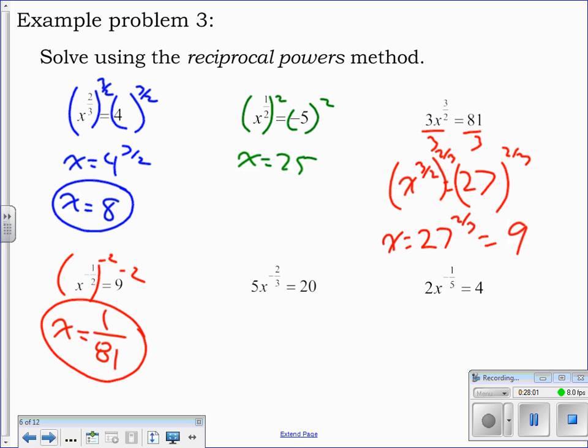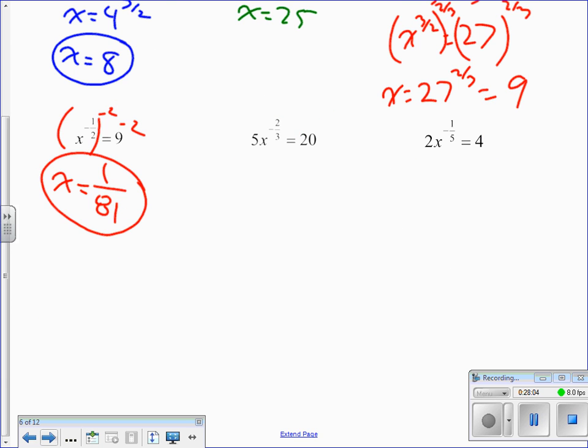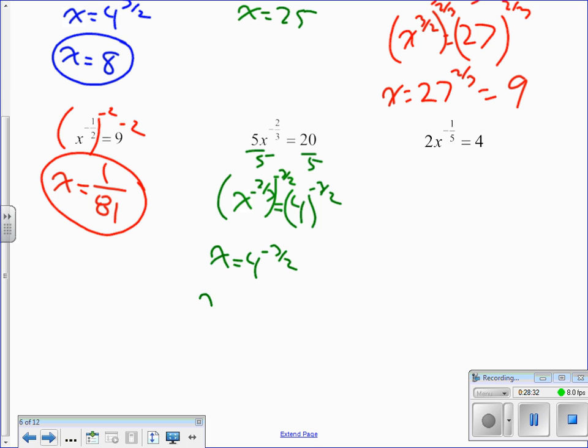What's my first step on the next one? Divide by 5. Divide both sides by 5. And I get x to the negative 2/3 is equal to 4. To get 1, I raise it to the negative 3/2. x equals 4 to the negative 3/2. So x equals 1 over 4 to the 3/2. The 2 in the denominator means I take the square root. 1 over 2 cubed, which is 1 over 8.